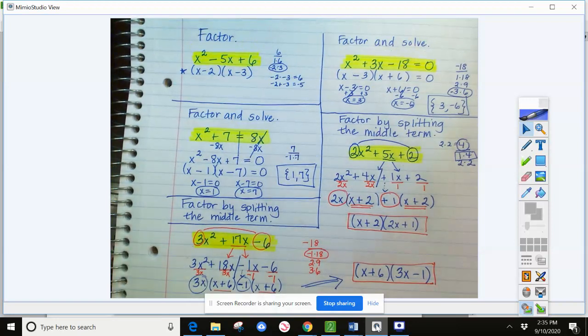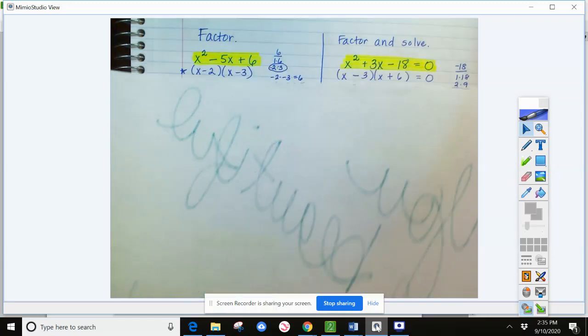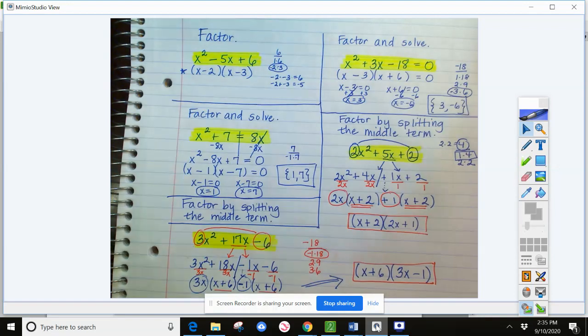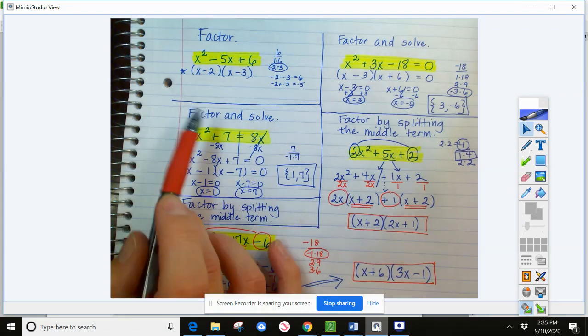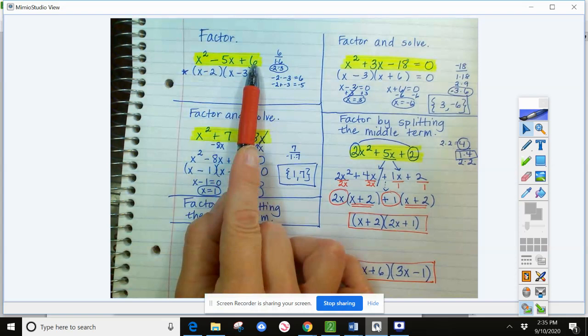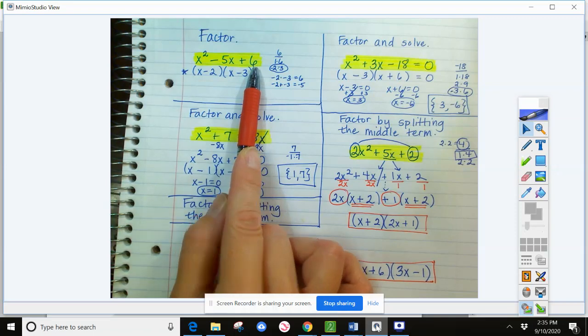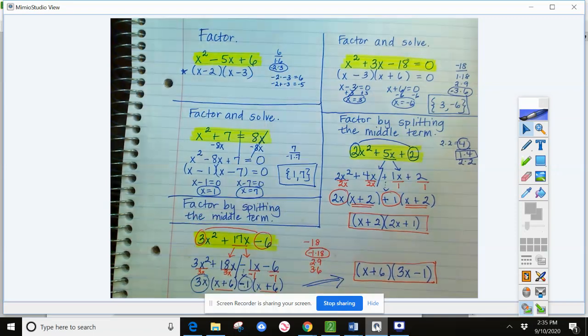So the first kind of problem that we have talked about this week would be just a regular old factor problem. And that is the first problem that you see here. How you work through this is you ask yourself, what numbers can you multiply together to get a positive 6? Well, 1 and 6, 2 and 3.